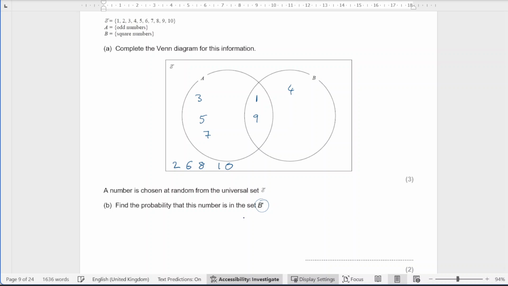So that little comma, is it a comma? Not a comma, what is it? Apostrophe. Yeah, the apostrophe after the B means not in set B. So we've only got 3 numbers in set B, so we've got 7 not in B. So 7 over 10.